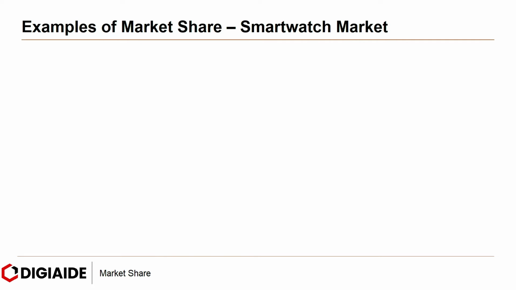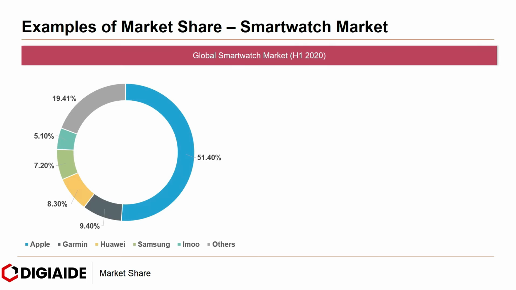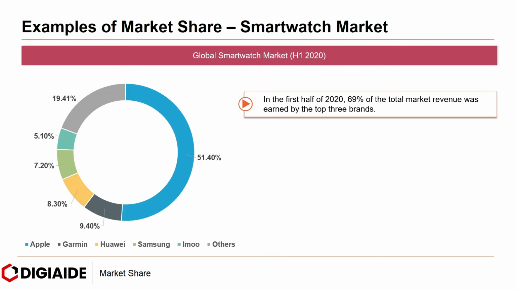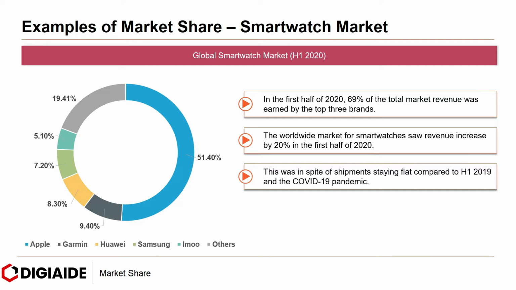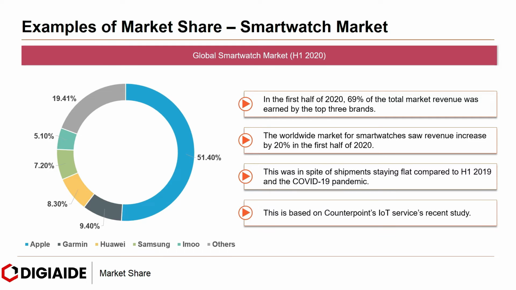And finally, the market share for smartwatches. As we can witness, Apple dominates the market with about 51.4%. In the first half of 2020, 69% of the total market revenue was earned by the top 3 brands, Apple, Garmin and Huawei. The worldwide market for smartwatches saw revenue increase by 20% in the first half of 2020. This was in spite of shipments staying flat compared to the first half of 2019. This is based on Counterpoint's IoT service recent study.